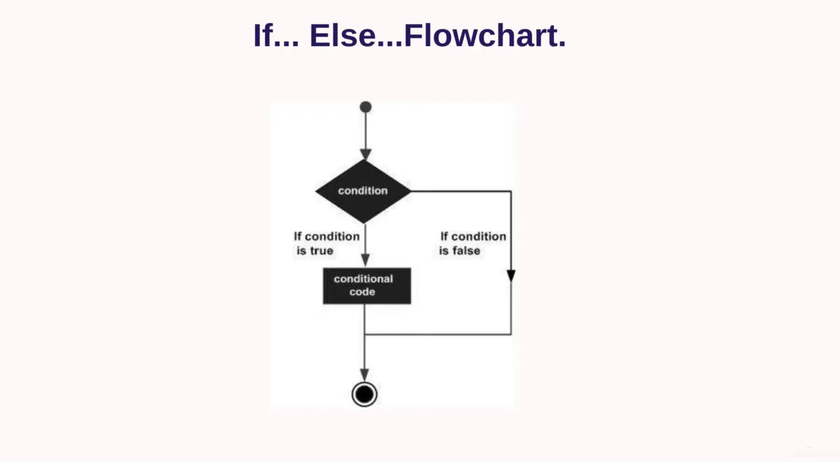So this is how the execution will take place. When the code flow is happening, there will be a condition carried by the if keyword. If the condition is true, then only we will execute the conditional code. If it is false, we will terminate that particular code, meaning that code will not get executed.